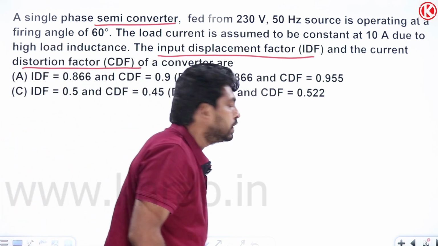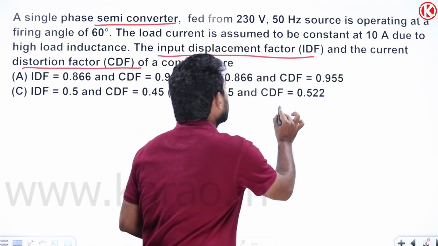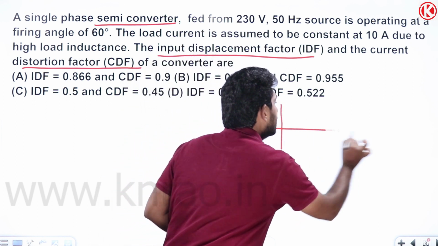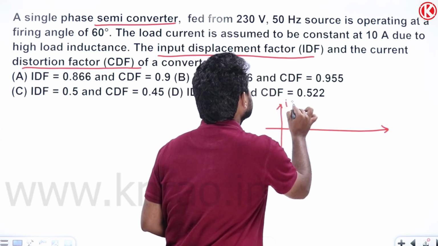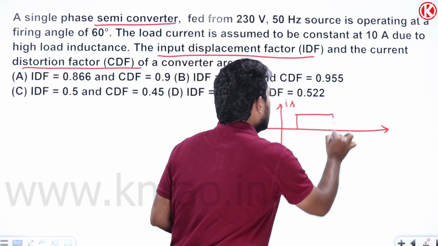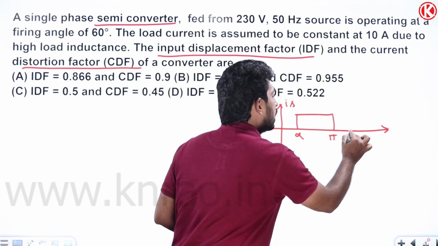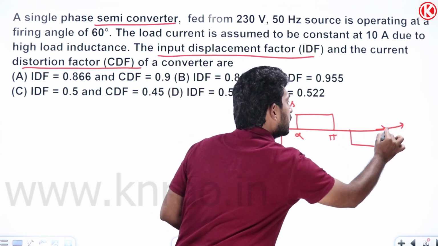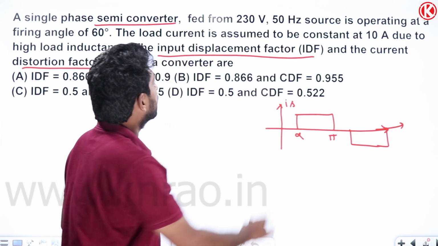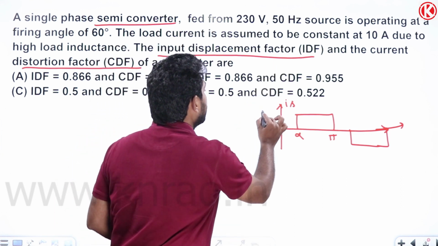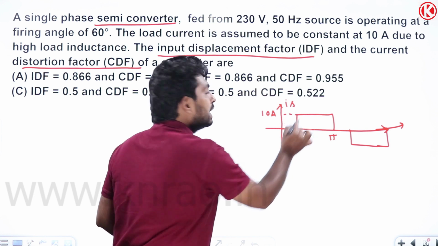How can we find it? We will see here. Let me draw the semi-converter source current. The source current of the semi-converter will be like this: alpha to pi, and pi plus alpha to 2 pi. This is the source current waveform for the semi-converter. I0 is given as 10 amperes.